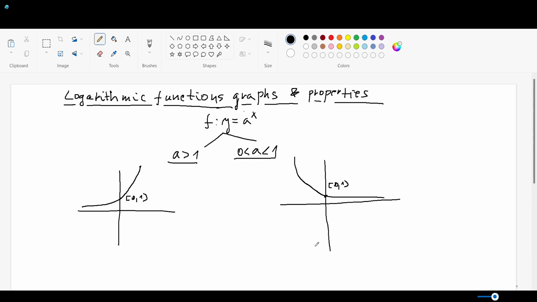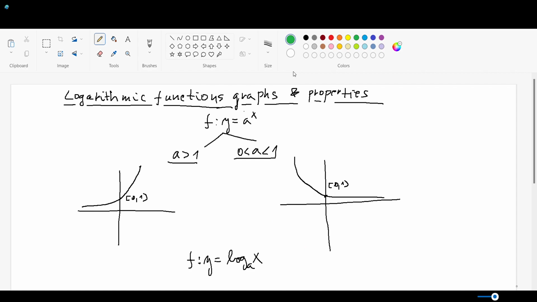During my previous video I said that our logarithmic function is defined by the equation y equals log base a of x. And as you can see, and you already know, this is the inverse function of the exponential function. Everything that is important in these two functions concerning the properties is the base.